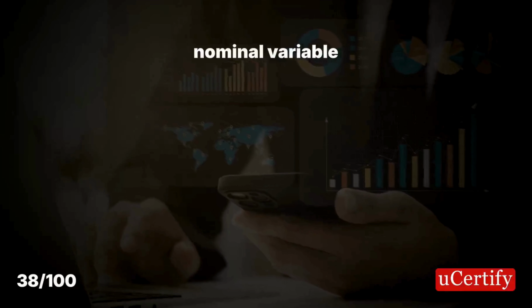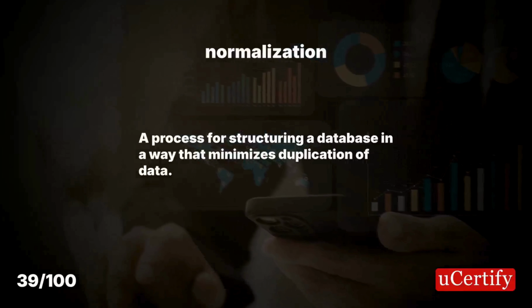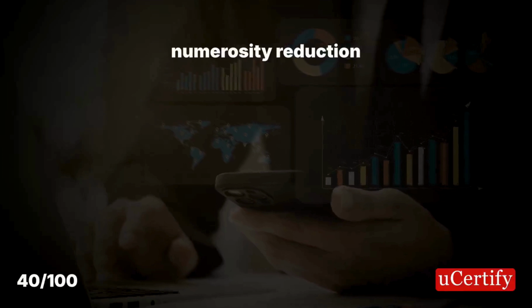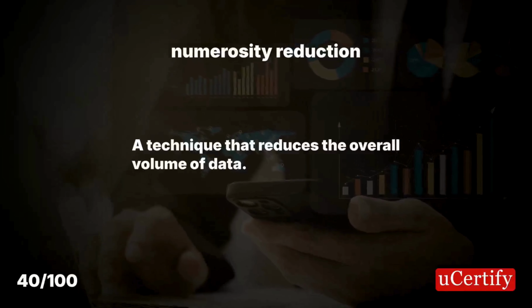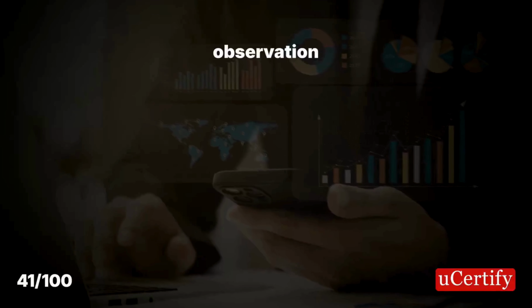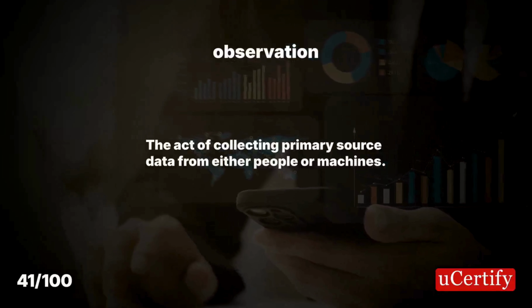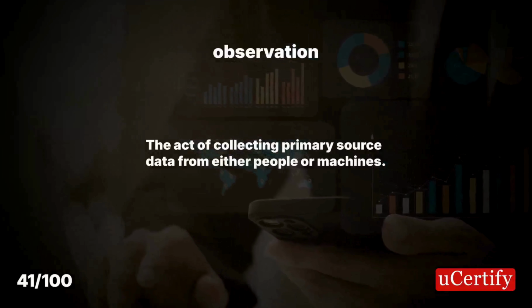Term: nominal variable. Definition: any variable with two or more categories where there is no natural order of the categories, like hair color or eye color. Term: normalization. Definition: a process for structuring a database in a way that minimizes duplication of data. Term: numerosity reduction. Definition: a technique that reduces the overall volume of data. Term: observation. Definition: the act of collecting primary source data from either people or machines.